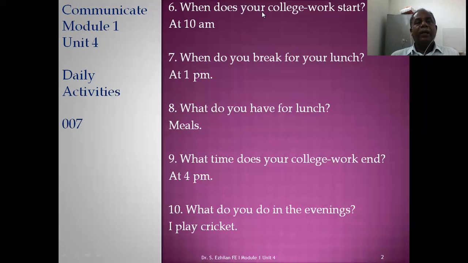I repeat from the sixth question. When does your college work start? At 10 a.m. When do you break for your lunch? At 1 p.m. What do you have for lunch? Meals. What time does your college work end? At 4 p.m. What do you do in the evenings? I play cricket.